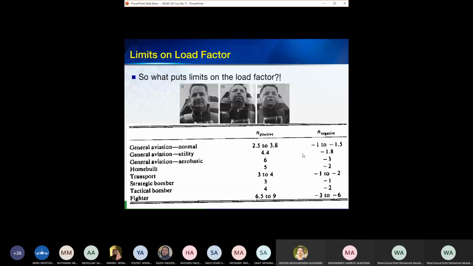And here are the limits for different kinds of other aircraft. You will always see that the positive values are more in magnitude than the negative values. Simply, the only reason why we have this is that our brains are in our heads. If the brains were in the feet, you would see these numbers flipped. Okay, it has nothing to do with aerodynamics. It has nothing to do with structures. It has to do with the fact that human beings are not symmetric about the horizontal axis.